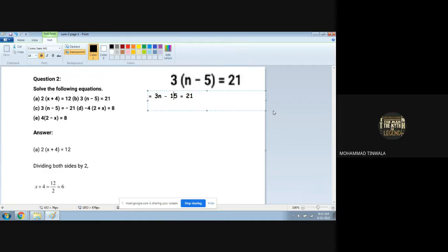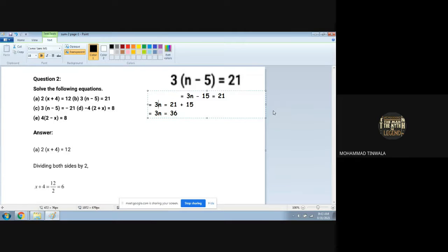No. Did you understand what I did, sir? This n minus 5 in bracket is multiplied with 3, is equal to as it is. 3n we have to find is equal to 21 minus 15. It went towards the right side, so it converted to plus 15. 3n is equal to 21 plus 15, so it is 36.